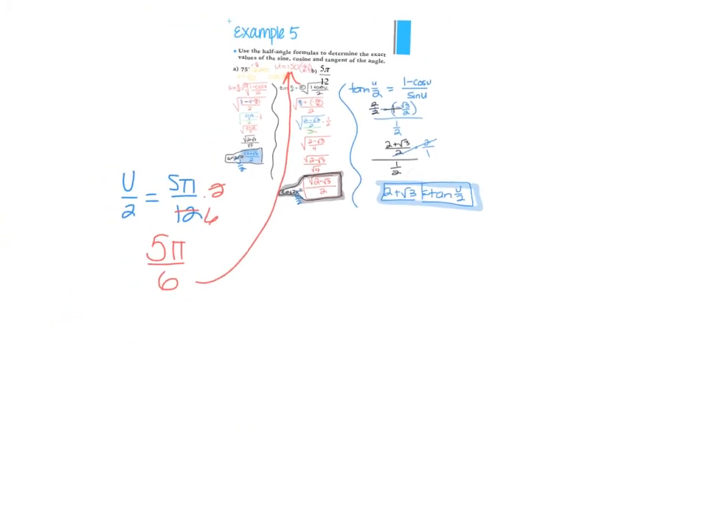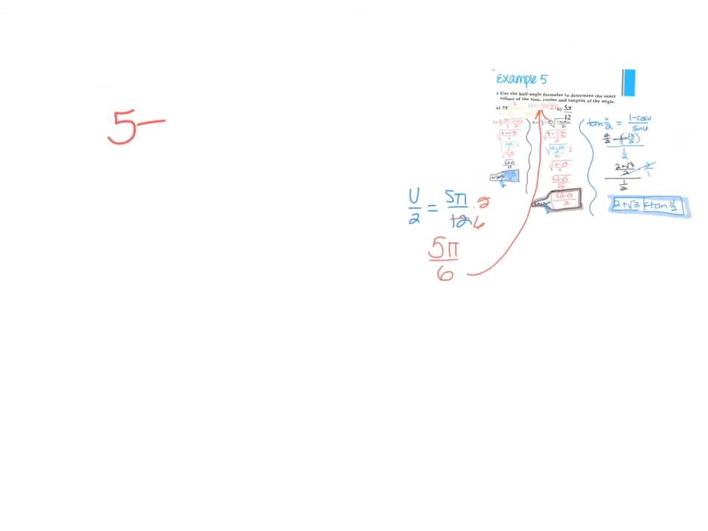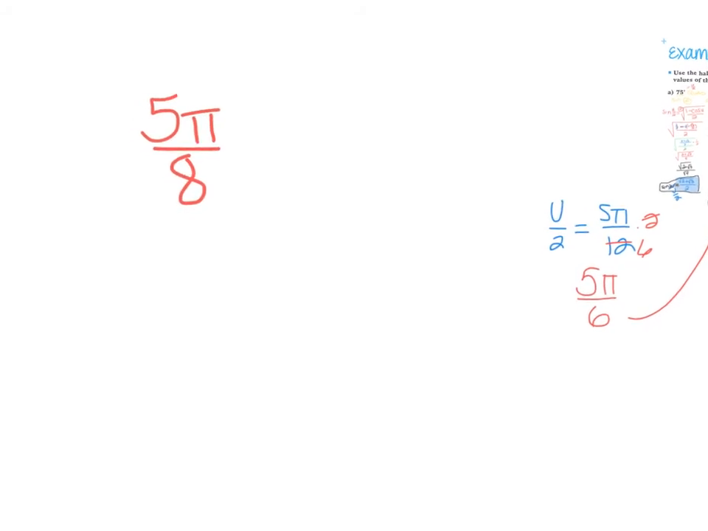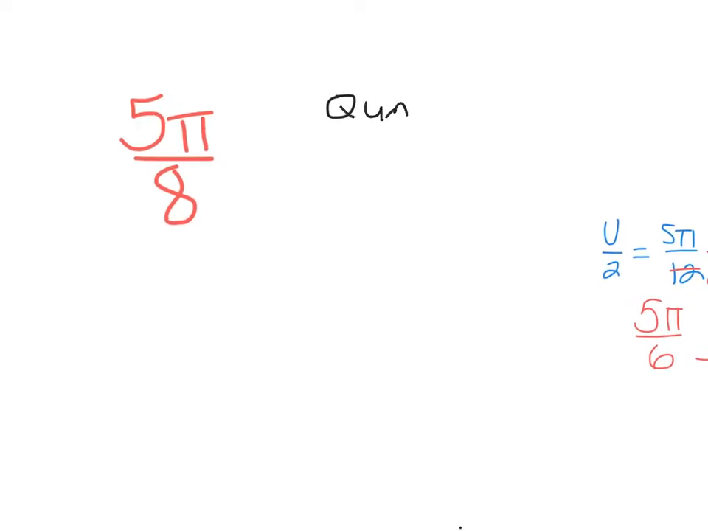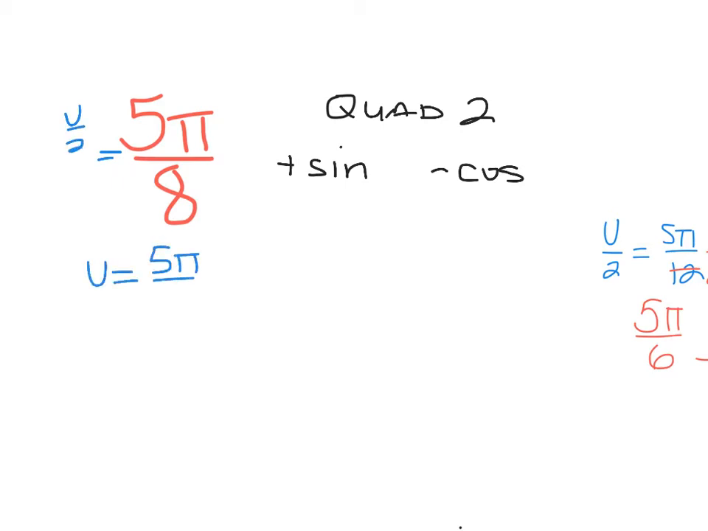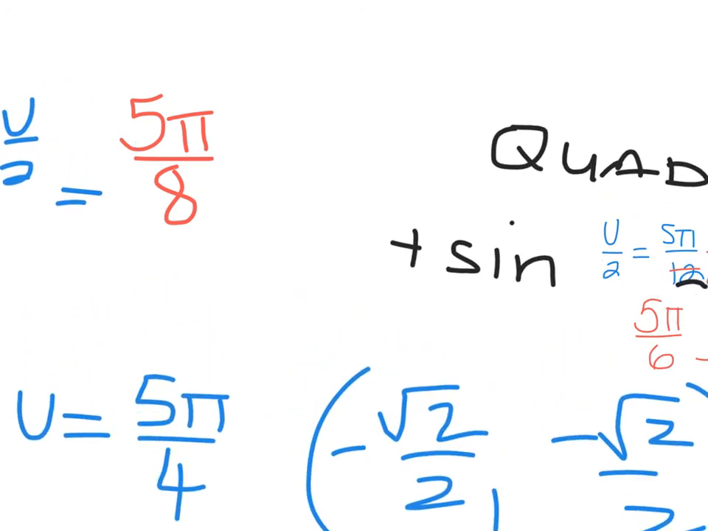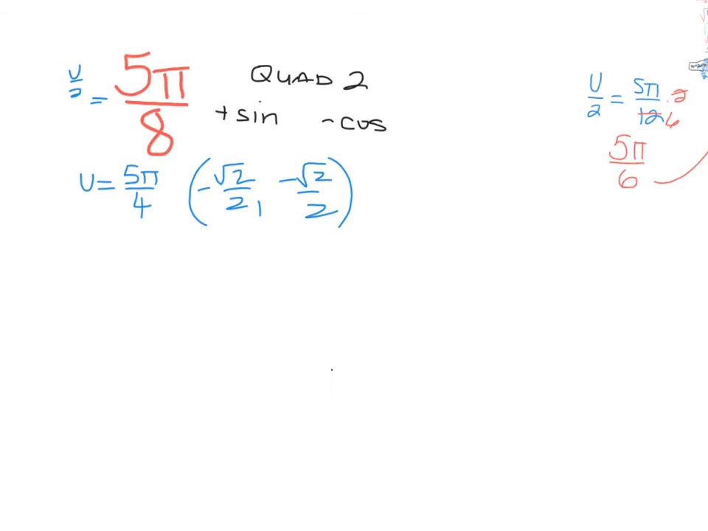So let's say that my angle was actually 5 pi over 8, and that's my half angle. So where is that located? Second quadrant, right? 5 over 8 is a little bit bigger than 1 half, which means it's going to be in the second quadrant. This would be in quadrant 2. Which means that my sine would be positive, but my cosine is going to be negative. And what would be my u? What would be my doubled angle? So if this is u over 2, u is 5 pi over 4. So 5 pi over 4 is in the third quadrant. The point there is negative root 2 over 2 and negative root 2 over 2. And so I would complete each of those equations now, to find the sine, the cosine, and the tangent.